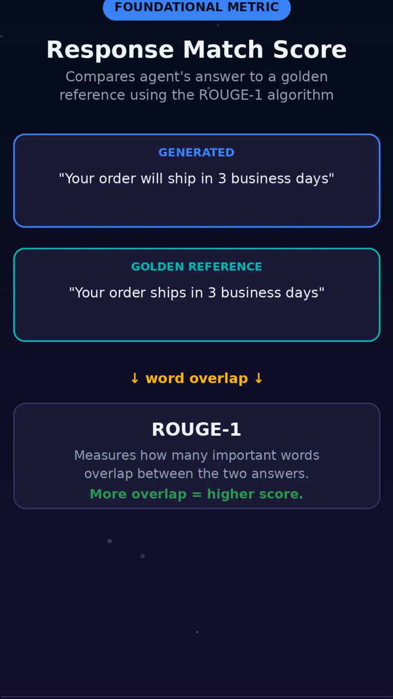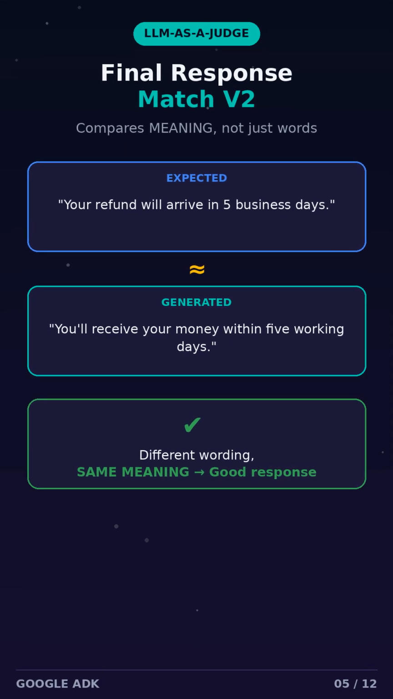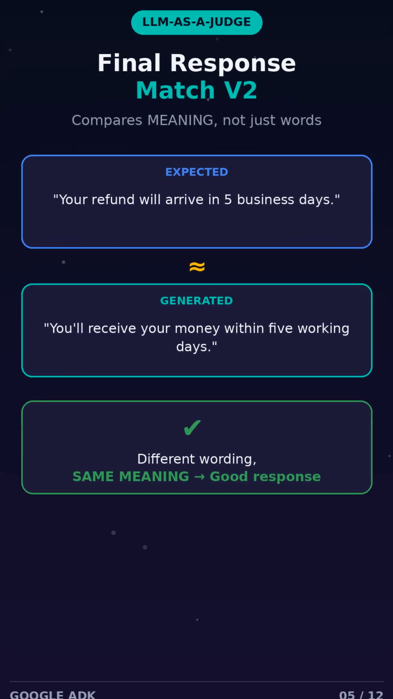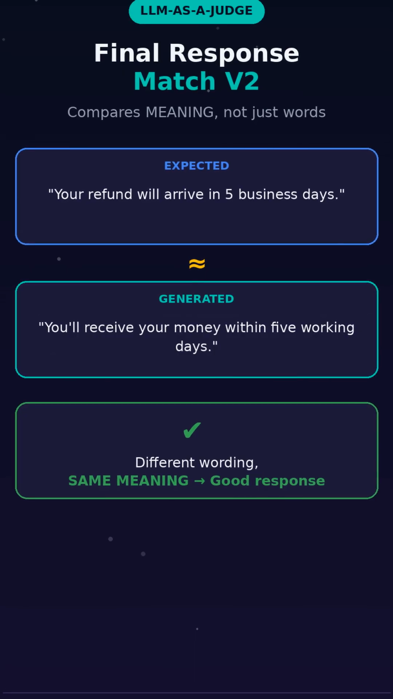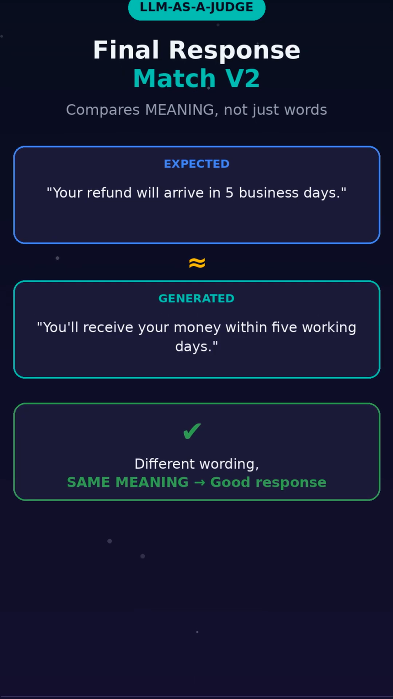Example: the agent generates "your order will ship in 3 business days," and the golden reference says "your order ships in 3 business days." Almost every important word overlaps: order, ship, 3, business, days, so Rouge 1 gives this response a very high match score. But word matching has a real limitation. 2 answers can mean exactly the same thing while using completely different words. That's where LLM-as-a-Judge metrics step in.